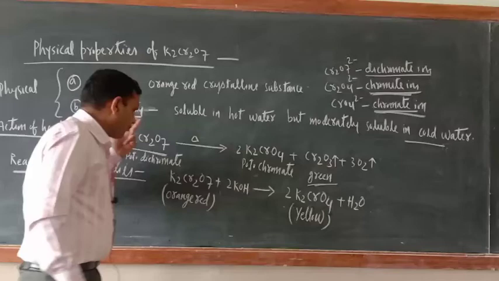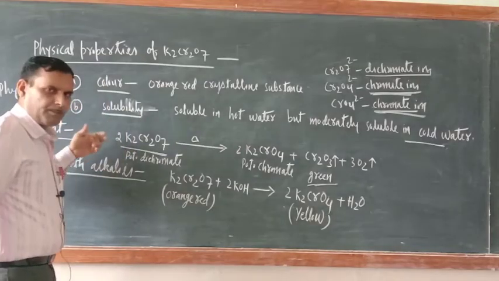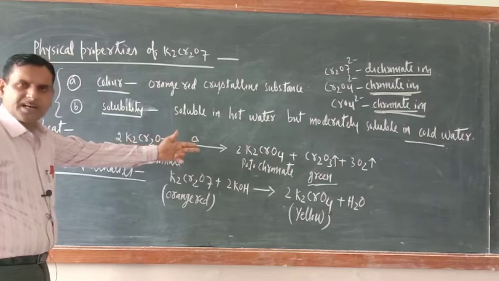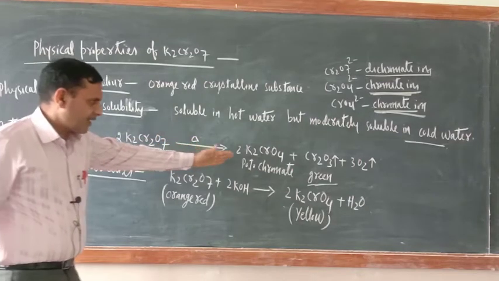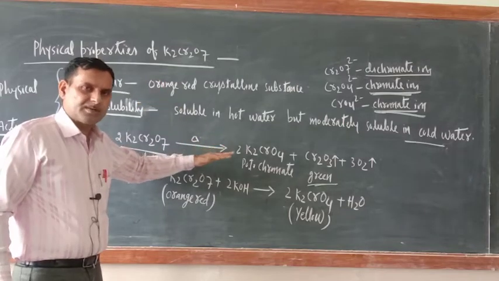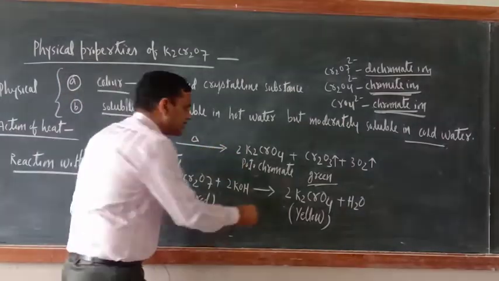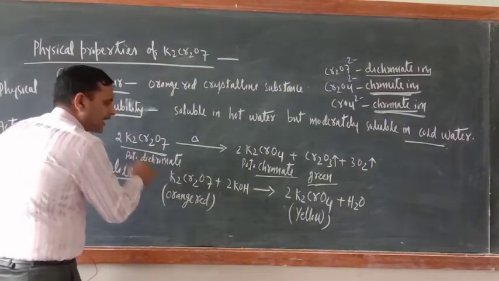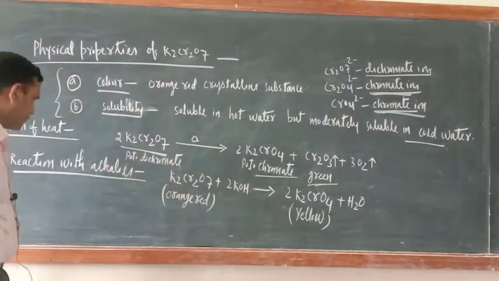Okay. So what is the conclusion of this reaction? Upon heating, dichromate ion is getting converted into chromate ion. So at higher temperature, which is more stable? Chromate ion is more stable. And at low temperature, dichromate ion is more stable. This is the conclusion.